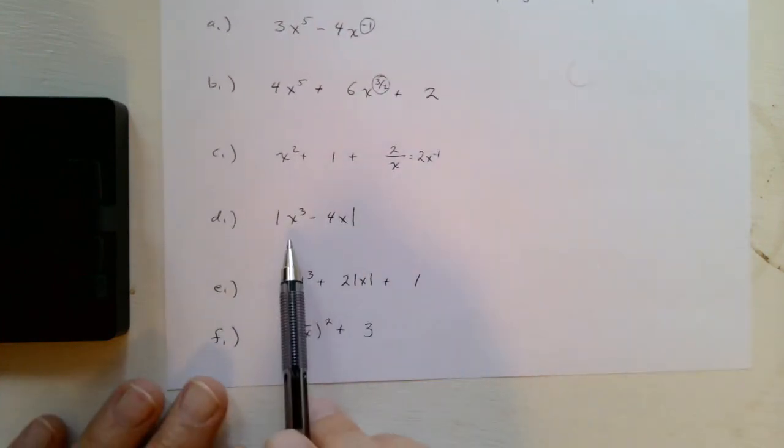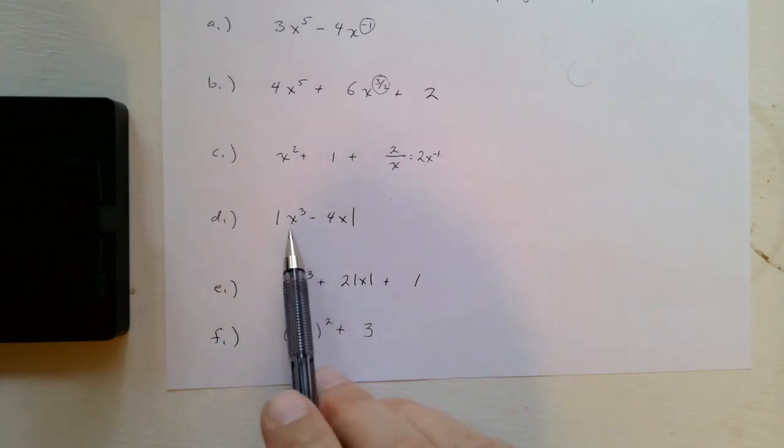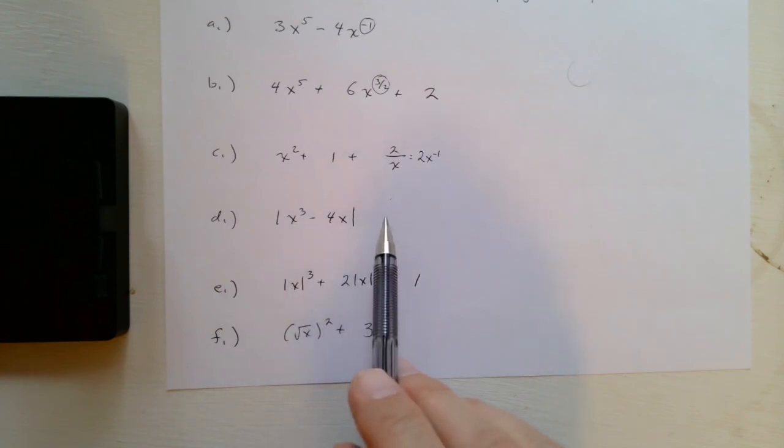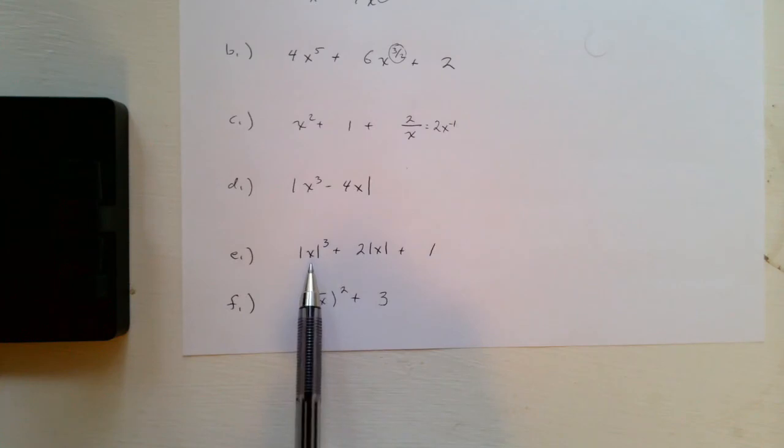Once you see an absolute value, you know you won't have a polynomial, because there are no absolute values in a polynomial. This is actually the absolute value of a polynomial, but it's not a polynomial. Here, again, these are absolute values, not polynomials.